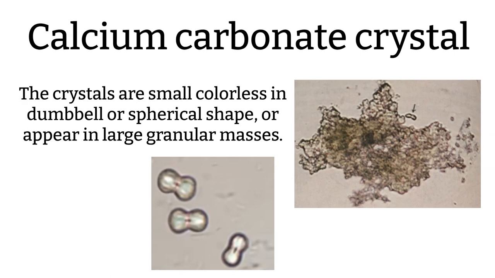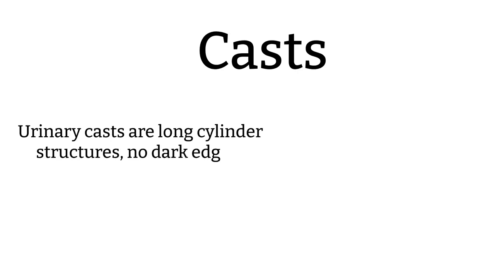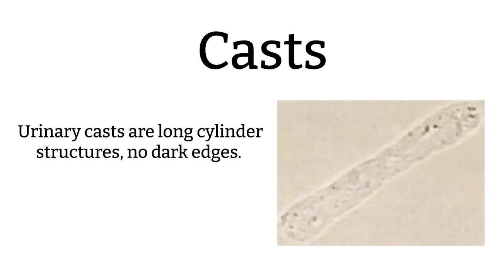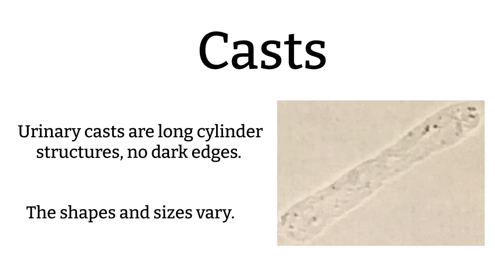Casts. Urine casts are long cylindrical structures with no dark edges, formed in the lumens of the tubules of the kidney. Acidic and concentrated urine promotes formation of casts. Casts have parallel sides and rounded or blunted ends. The shape and size vary. The casts can either be straight or curled and have different lengths.